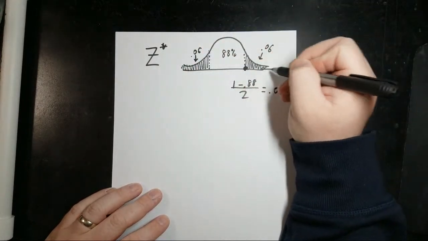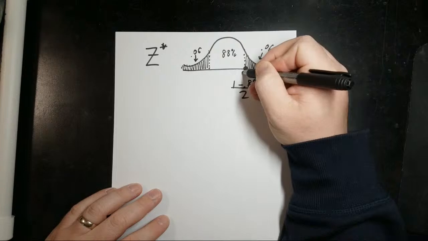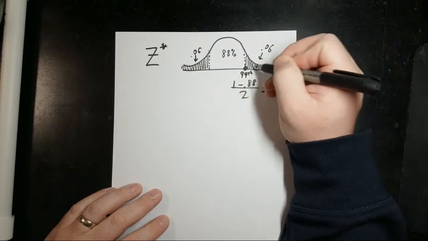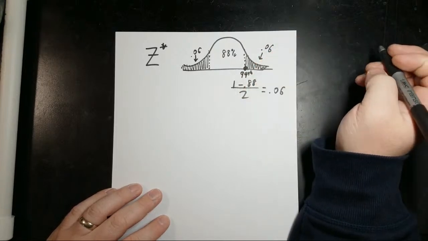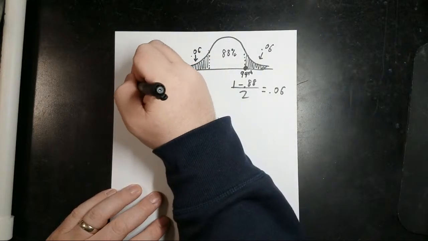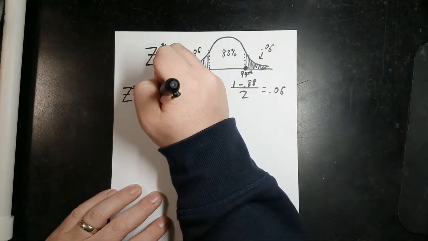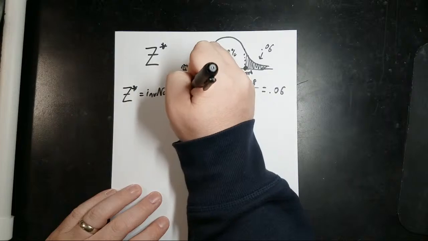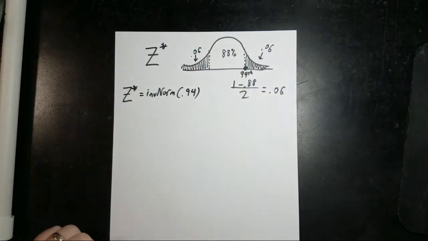If that's 6% of the data, then this must be the 94th percentile. Z star would be inverse norm of 0.94, whatever that number is. And that would give you the particular Z star that you're looking for.